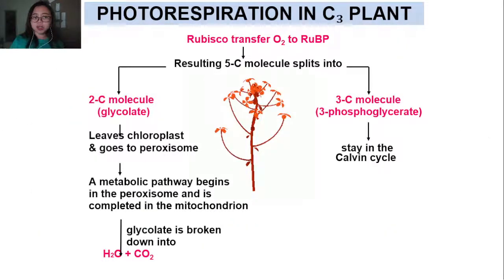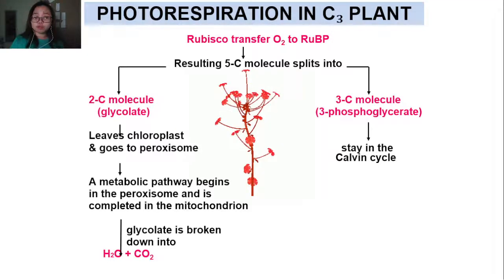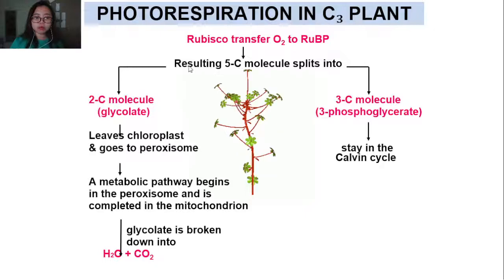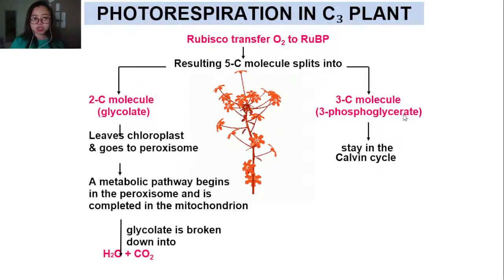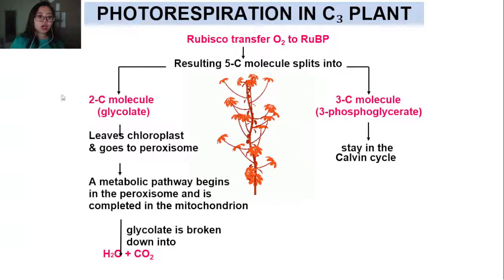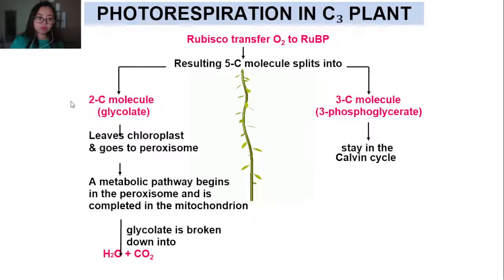So this is a diagram showing the photorespiration in C3 plants. It's just a flow chart. Rubisco transfers oxygen to RuBP, resulting in a 5-carbon molecule, which splits into 3-phosphoglycerate and phosphoglycolate. The 3-phosphoglycerate will stay in the Calvin cycle like a normal thing. And it will also become a 2-carbon molecule called glycolate. So glycolate will leave the chloroplast and go to the peroxisome.